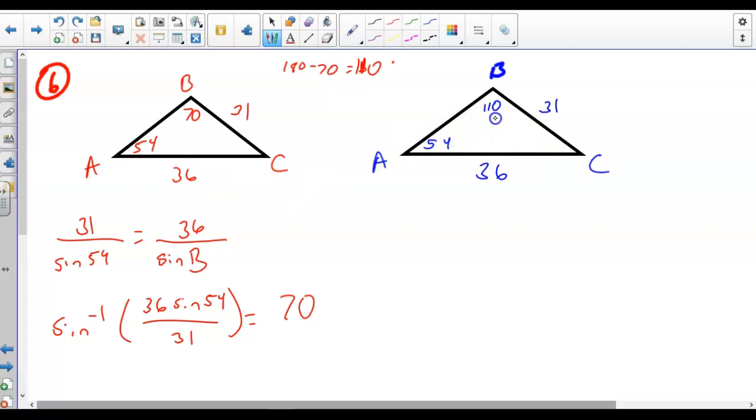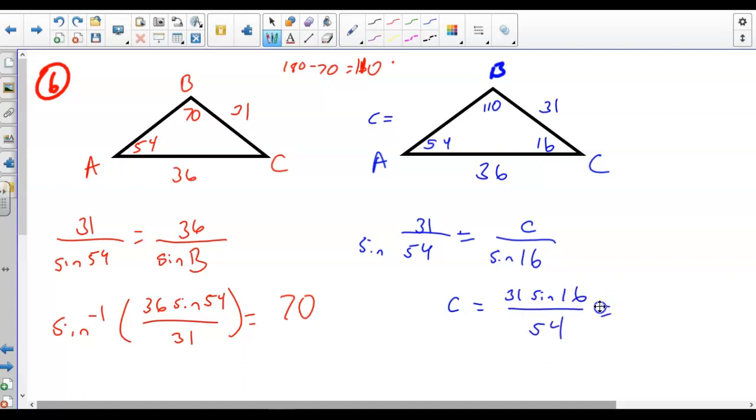So for this one, since I'm writing with blue, 110 and 54 will give me 164. 180 minus 164 is 16. All right, so now I can find this side C over here, little c. So I'm going to do 31 over sine of 54 equals little c over sine of 16. All right, and when I cross multiply, c equals 31 sine of 16 divided by 54. And that's going to give me 10.6. So this is 10.6 right here.